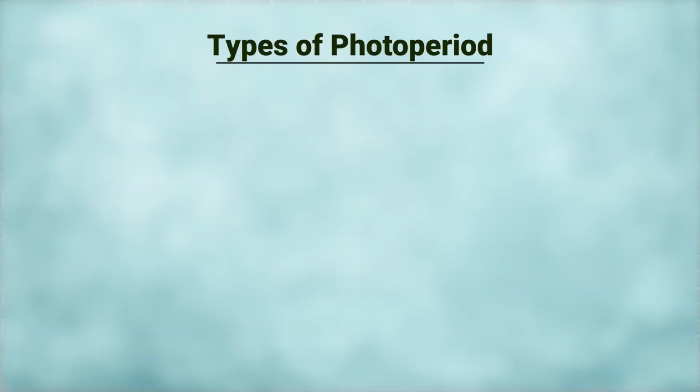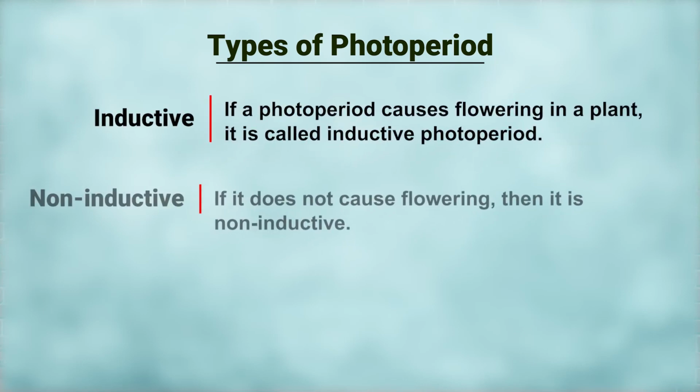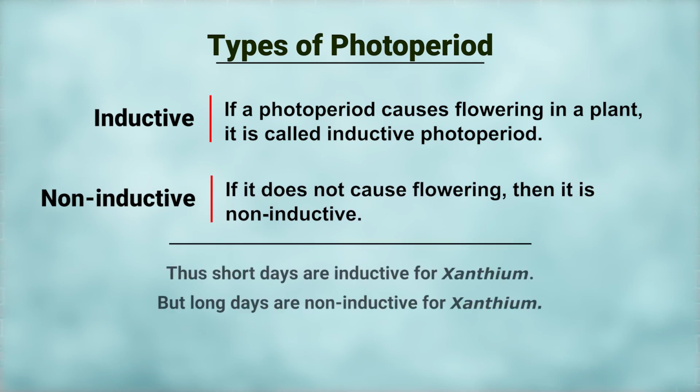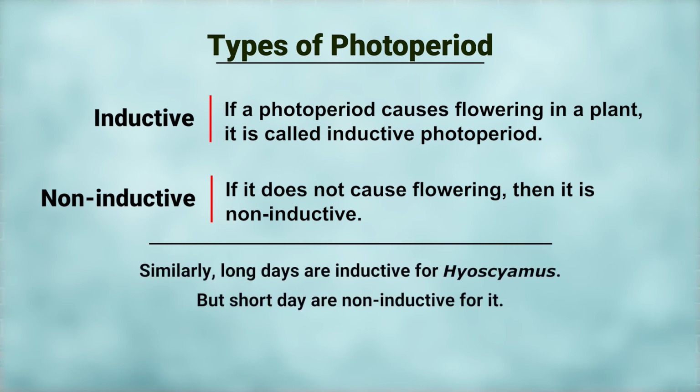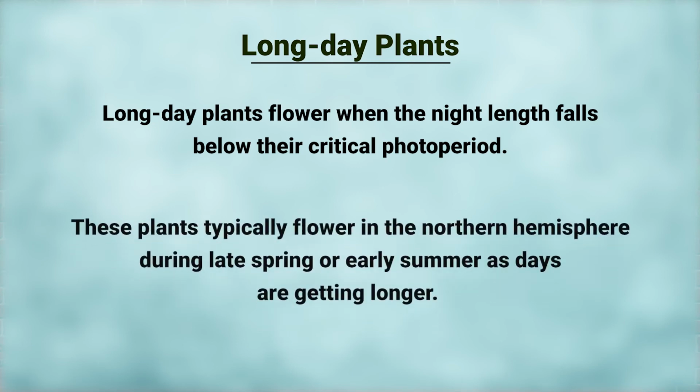The photoperiod may be inductive and non-inductive. If a photoperiod causes flowering, it is called inductive photoperiod. If it does not cause flowering, then it is non-inductive. Thus, short days are inductive for Xanthium, but long days are non-inductive for Xanthium. Similarly, long days are inductive for Hyoscyamus, but short days are non-inductive for it. Long day plants flower when the night length falls below their critical photoperiods.